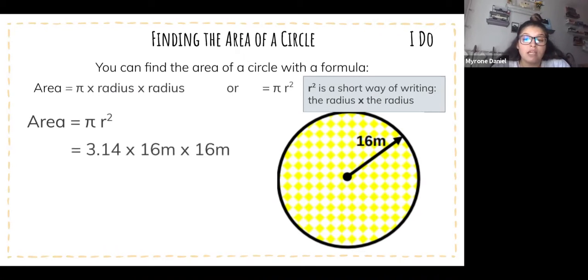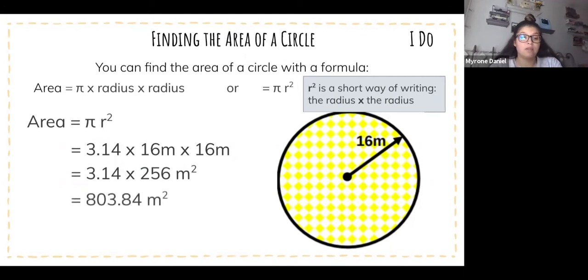That's going to be 3.14 times 16 meters times 16 meters. That's going to give me 3.14 times 256 meters squared. That all together is going to give me 803.84 meters squared. That is the area of that circle, which is huge.